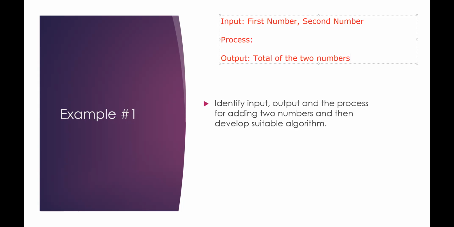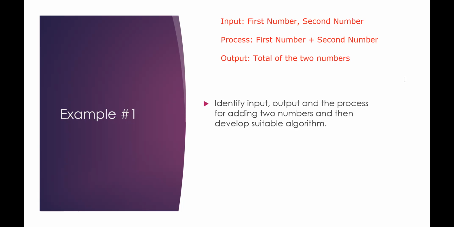Right, what is the process? How do you convert the two numbers to get the total? By adding. Yes, by adding the two numbers. So simply I can say first number plus the second number, isn't it? So that's the answer for the first part.